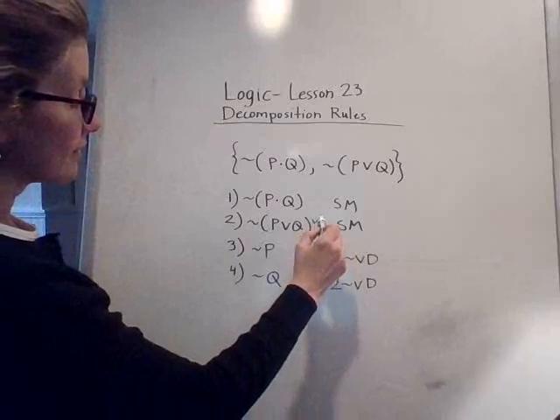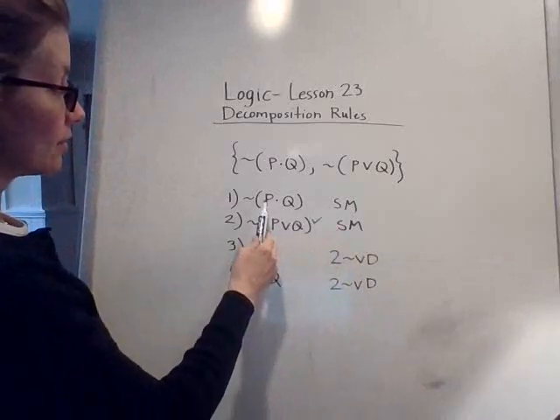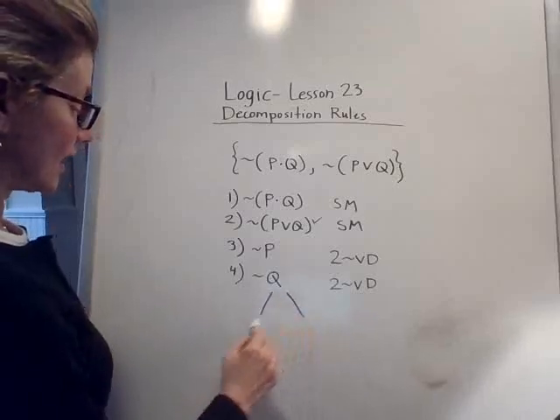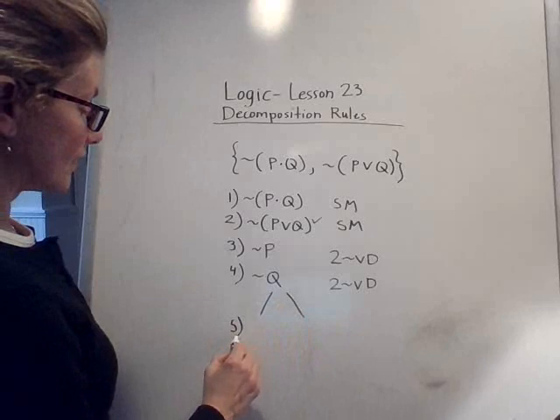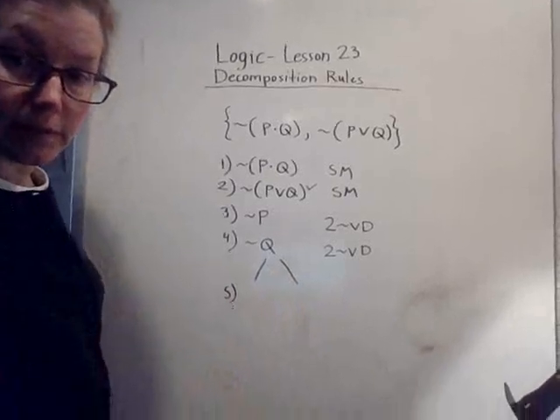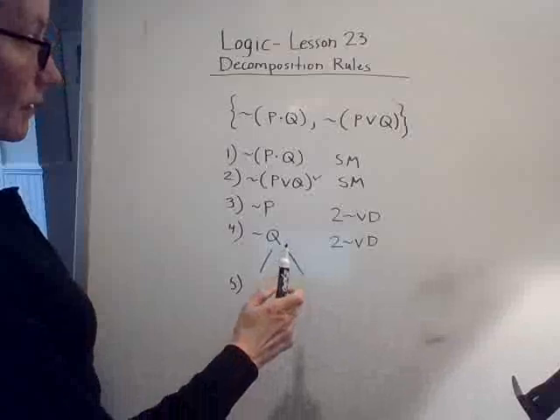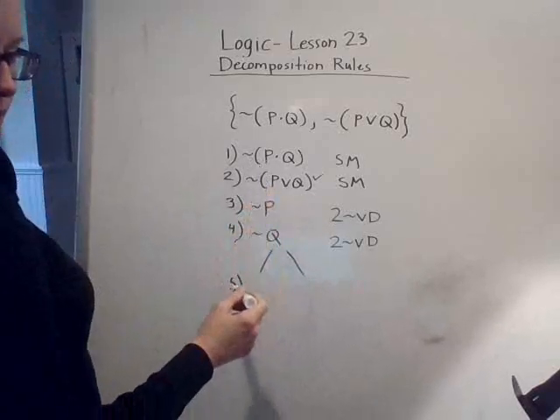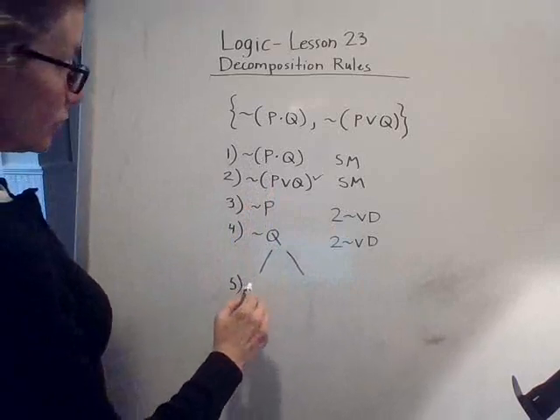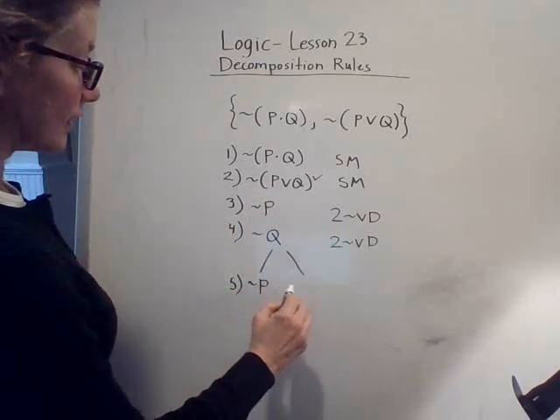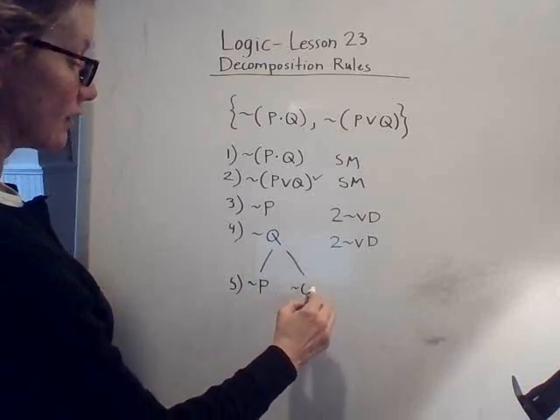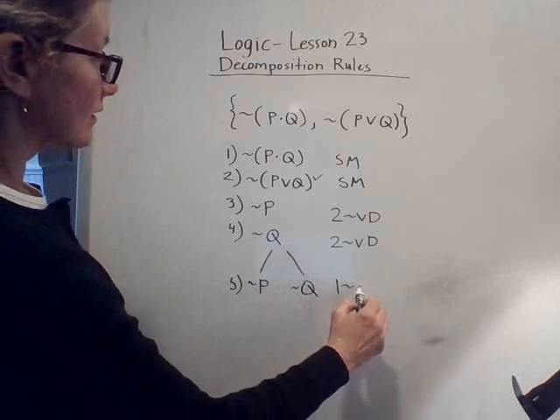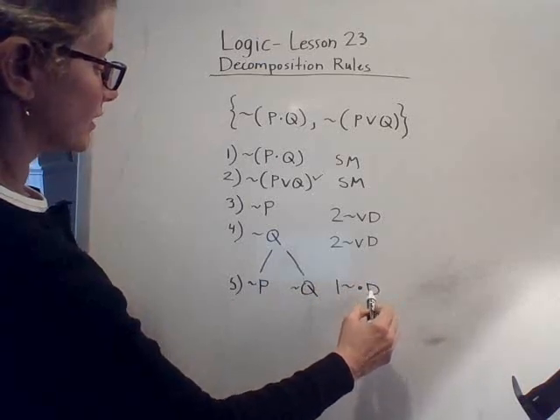All right, now I'm going to put a check, so we know we're done with that one. And now we just need to deal with line one, which we know is going to branch. So we'll go ahead and branch that down, and we'll put our line five down here. Let me lower that a little bit. Okay. So we have the negated conjunction, and that is going to branch into not P over here and not Q over here. And that was line one, negated conjunction decomposition.